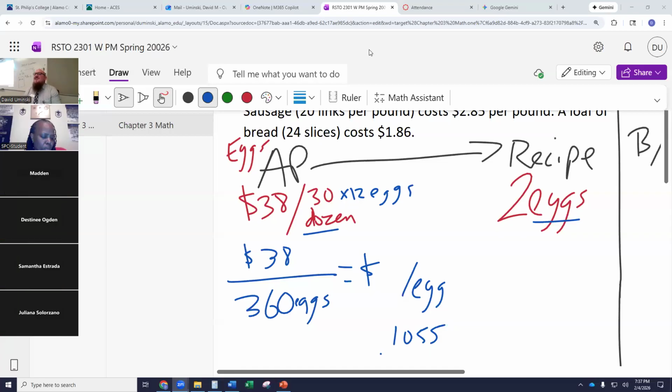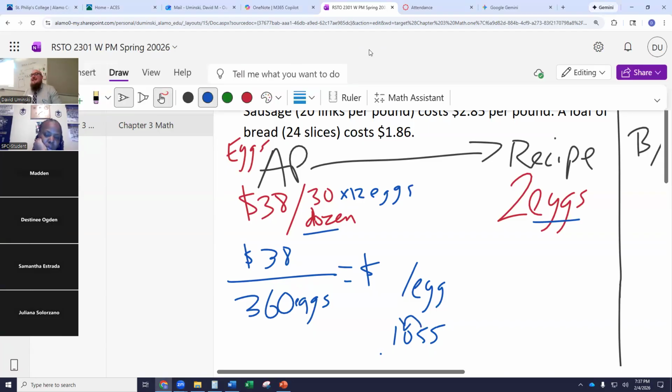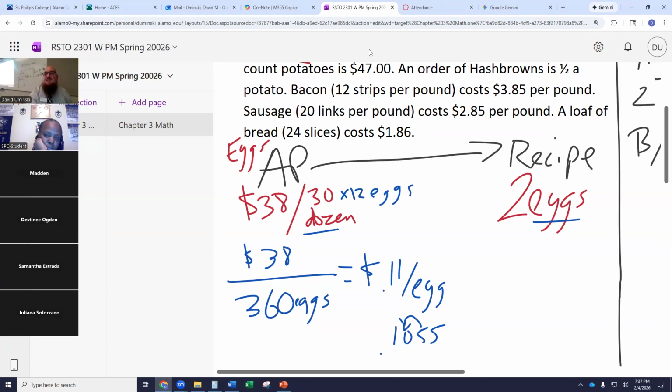Okay, now I'm recording. In this case, we are talking about money, so we're talking about two decimal places, right? Dollars and cents. This one, we're going to round up to the nearest penny. So this is actually going to be 11 cents per egg, okay? So we always round up to the nearest penny.